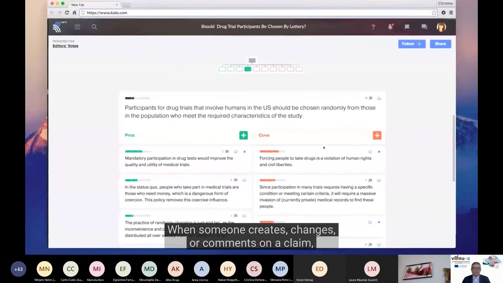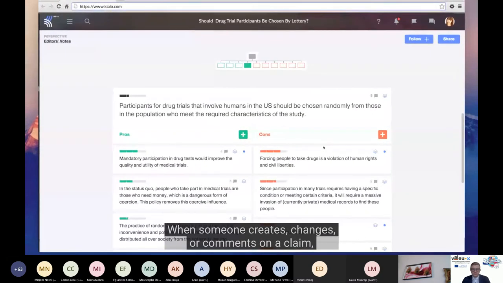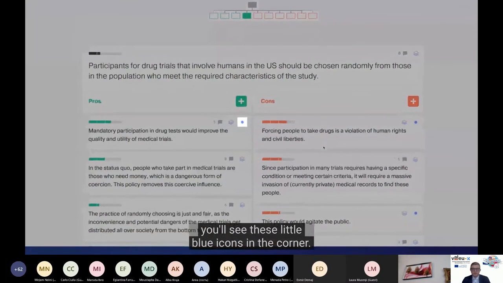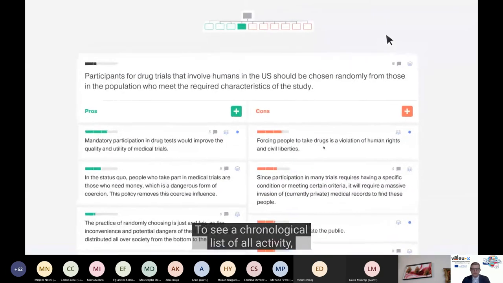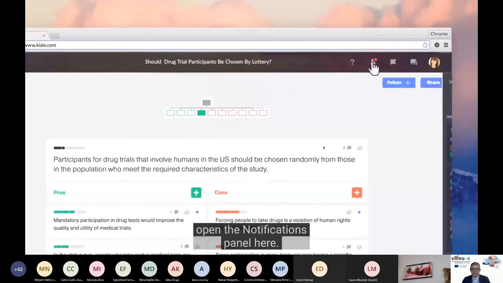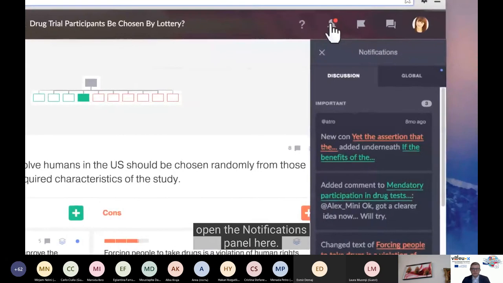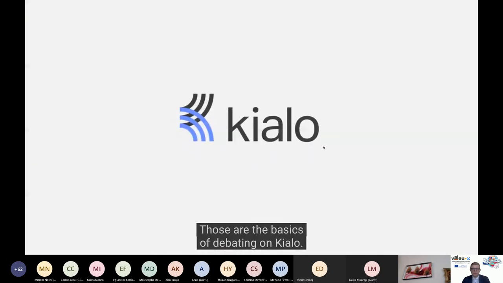When someone creates, changes, or comments on a claim, you'll see these little blue icons in the corner. To see a chronological list of all activity, open the notifications panel here. Those are the basics of debating on Chialo. Thanks for watching.